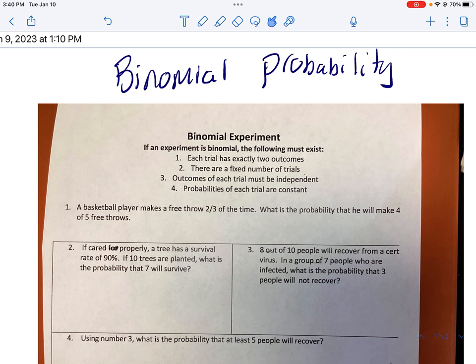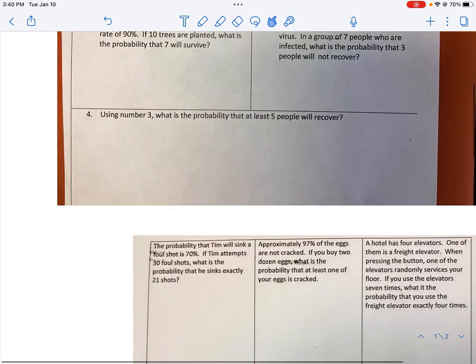So if we take a look at this one, a basketball player makes free throws 2/3 of the time. What is the probability he will make 4 out of 5? So there's two outcomes. He makes it or misses it. There's a fixed number of trials. There's 5. Outcomes are independent. One shot doesn't vary on the other. And the probability is always 2/3.